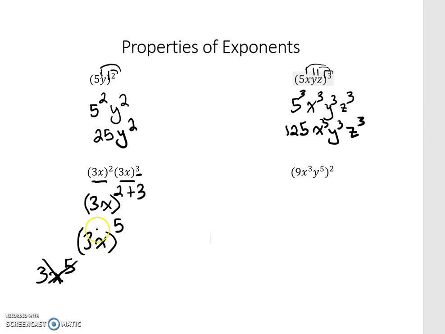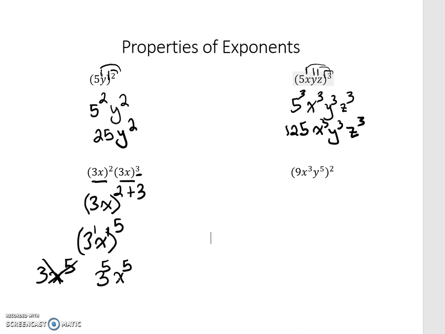So once again, I need to apply the power property. So I get 3 to the 1 times 5, which is 3 to the 5, and x to the 1 times 5, which is x to the 5. And then if you were being asked to fully simplify, you would calculate out that 3 to the 5, and it would be that value times x to the 5th.